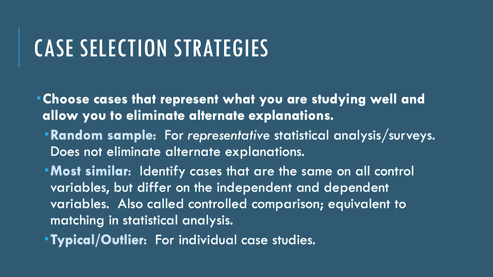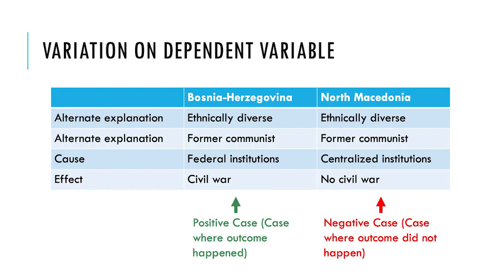Controlled comparison, also called most similar systems design, means that you take 2 cases that are similar across all the control variables you've identified, but that differ in the cause and effect. For example, I wrote my senior thesis on why there was ethnic conflict in Bosnia, but not Macedonia. These are 2 similar countries, both parts of the former Yugoslavia, so they shared a history, and both are ethnically diverse, which in the 1990s was the most common reason people cited for civil war. But we only saw civil war in one country, not the other. That leads us to look at the differences between the 2 countries. In this case, a federal political system in Bosnia, but a unitary system in Macedonia as the cause of conflict.